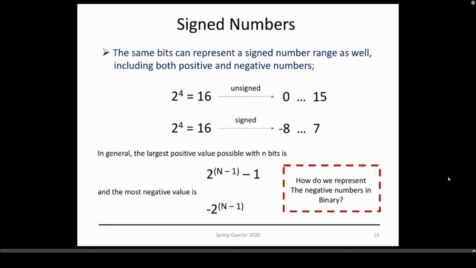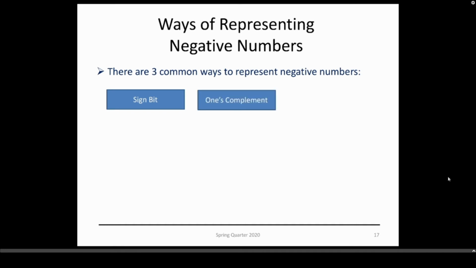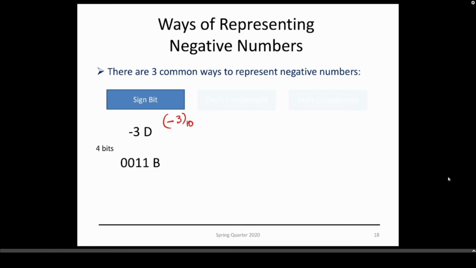So how do I represent the negative numbers in binary? There are 3 common ways to represent negative numbers. The first one is using the sign bit, the second one is 1's complement, and the third one is the 2's complement. Let's go over the sign bit. Let's say that I want to represent the minus 3, and this is the decimal. So from now on, if you see a D, it means that I'm representing these in base 10. In the past, I've been doing something like this, but I can also use a D. So with 4 bits, this is my number as a positive number, this is 3.